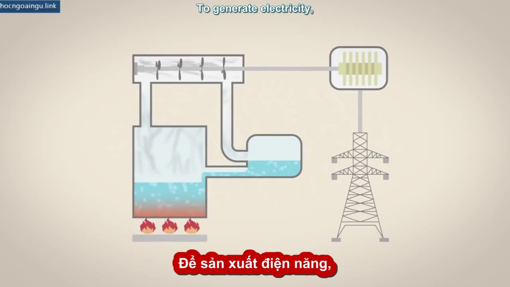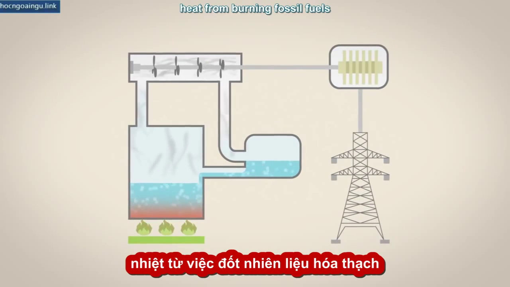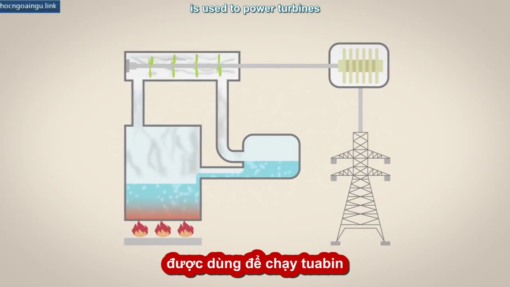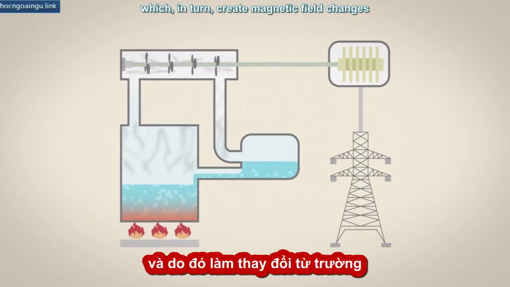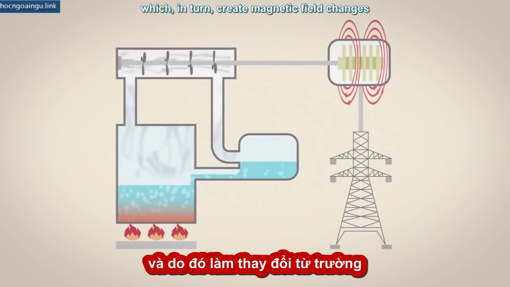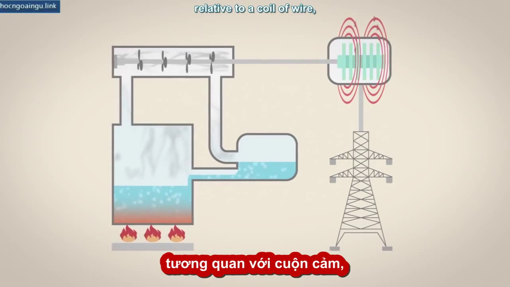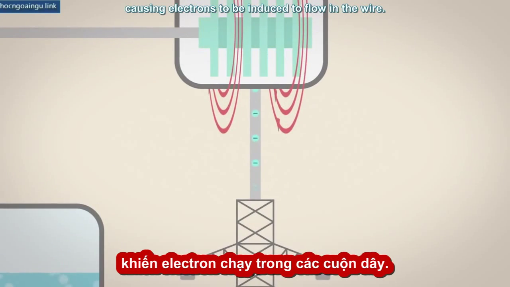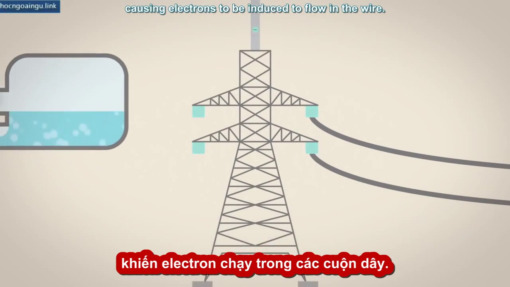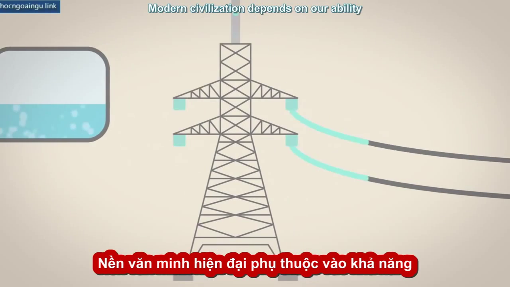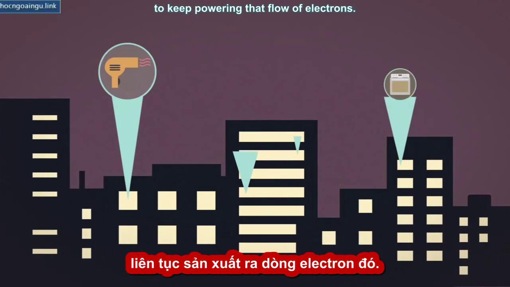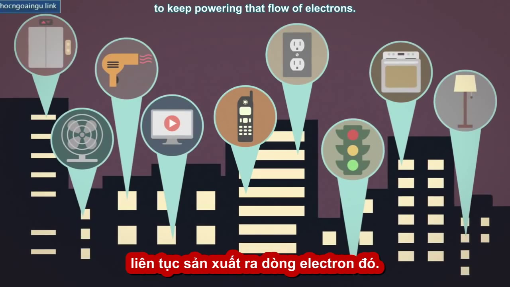To generate electricity, heat from burning fossil fuels is used to power turbines that rotate magnets, which in turn create magnetic field changes relative to a coil of wire, causing electrons to be induced to flow in the wire. Modern civilization depends on our ability to keep powering that flow of electrons.